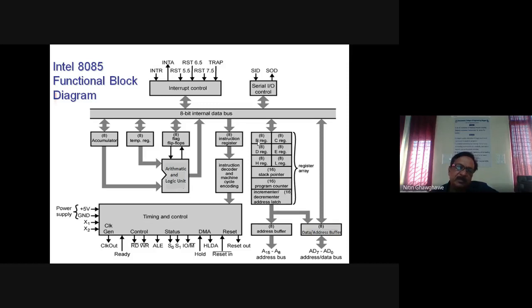Suppose you want to send the data from register B to the accumulator. You want to perform this particular operation, so you will have to write the instruction related to this operation. And what is that instruction? It is MOV B, A. Once this instruction is executed, the data from register B will be moved to the accumulator. Now how does it happen?